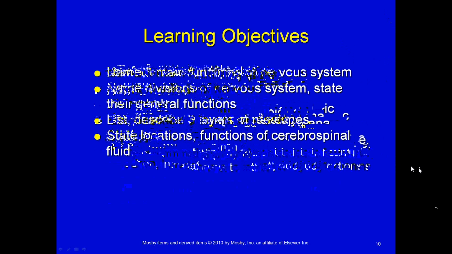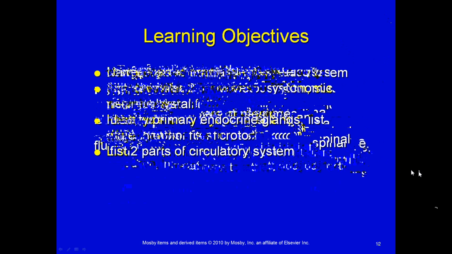We'll name 3 main functions of the nervous system. We'll name divisions of the nervous system and state their general functions. We'll list and describe 3 layers of meninges, state the locations and functions of cerebral spinal fluid. We'll list and describe 3 divisions of the brain stem, describe the diencephalon of the brain, the cerebrum, the cerebellum, and the spinal cord, as well as the peripheral nervous system. We'll list groups of cranial nerves and describe their functions. We'll describe the 2 branches of the autonomic nervous system.